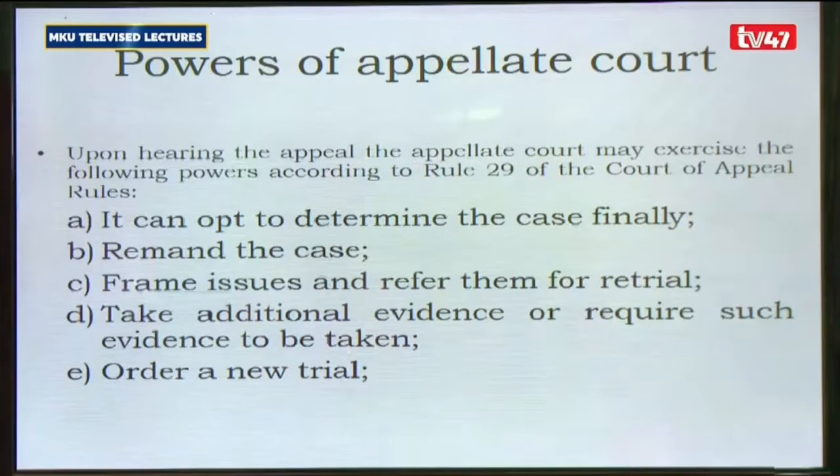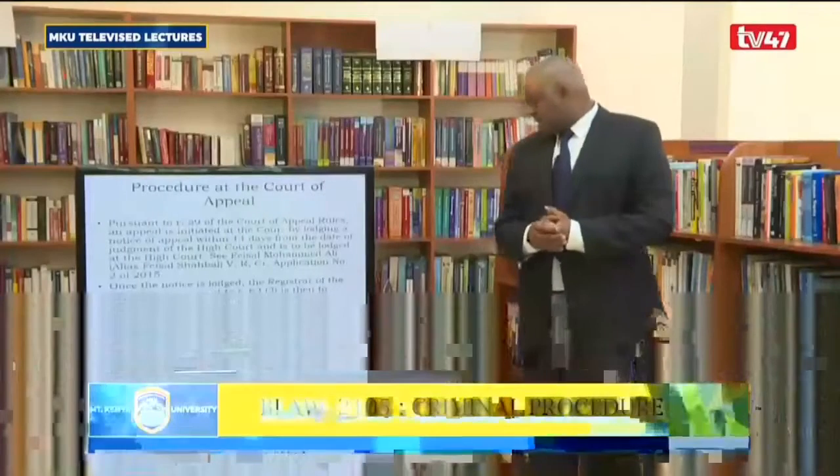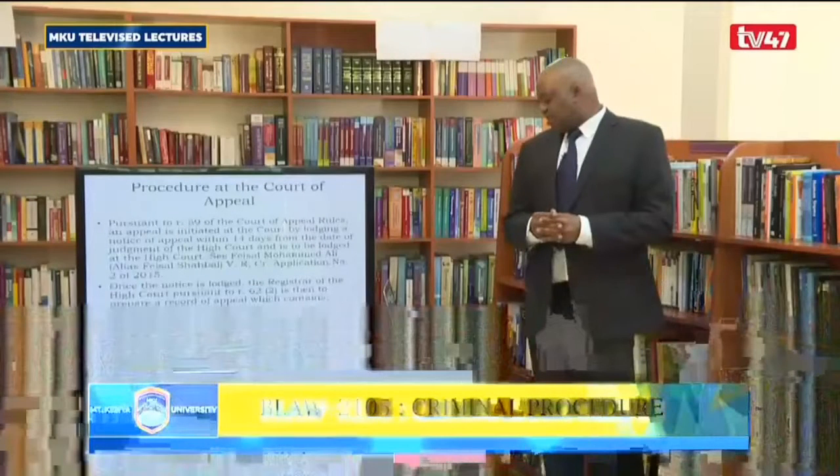It can also take additional evidence. It can also order a new trial, and those would be the powers of the appellate court. Now, procedure at the Court of Appeal is purely under the Court of Appeal rules, and Rule 59 of the appeal.